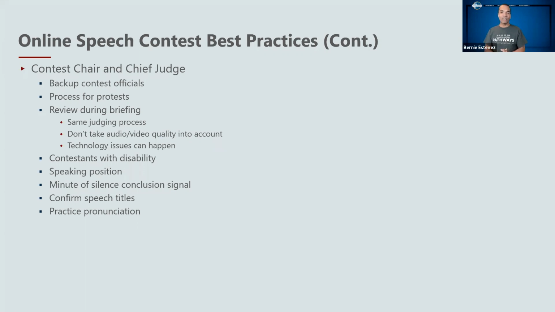We already talked about the process for protest. It's the same thing as I said earlier; this is just something you want to have in place beforehand. So that one is a repeat. The judging process: you want to communicate to everyone that the judging process is essentially the same. Just because we're doing it online doesn't mean we're going to add other things to the judge's ballot. The judging process remains the same.